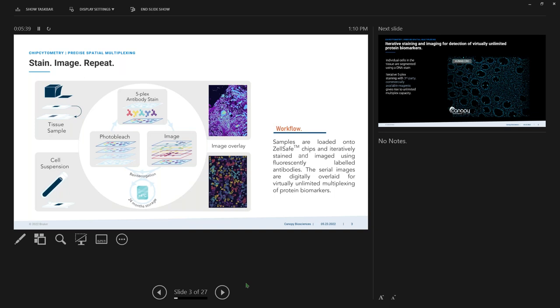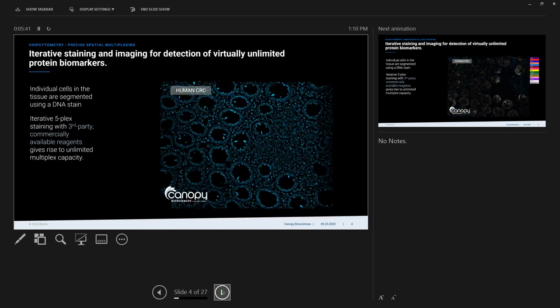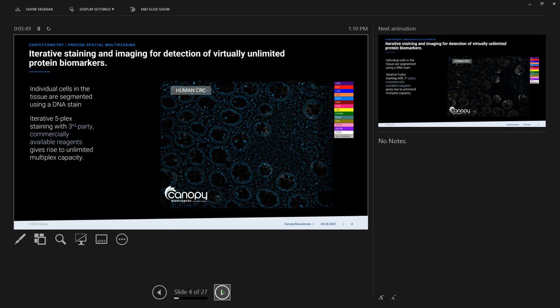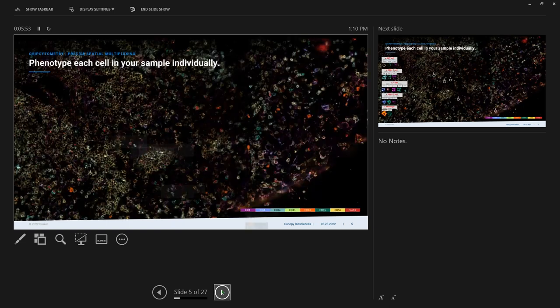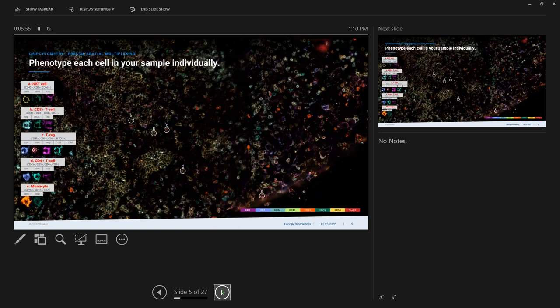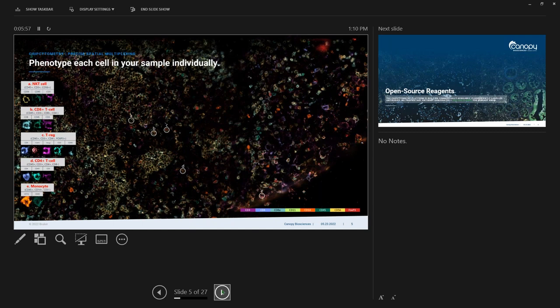So the endpoint here is really being able to stain many, many markers on the same sample. We can iteratively multiplex dozens and dozens of markers, a virtually unlimited number of markers on the same sample. And then from there, we can quantify and phenotype every individual cell in the sample. So we know quantitatively the expression for each marker in the assay, for each individual cell in the sample.